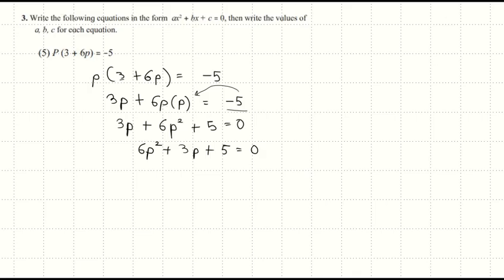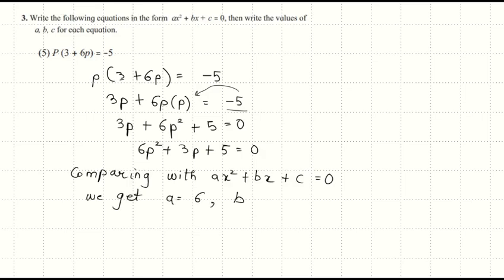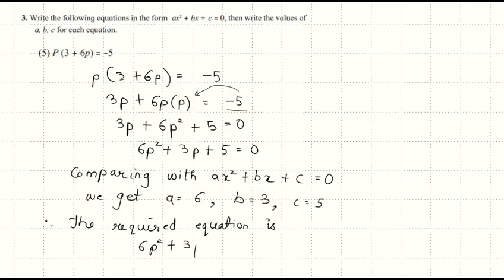This is the general form, and now we will compare it with ax square plus bx plus c is equal to 0. We get a is equal to 6, b is equal to 3, and c is equal to 5. So the required equation is 6p square plus 3p plus 5 is equal to 0.